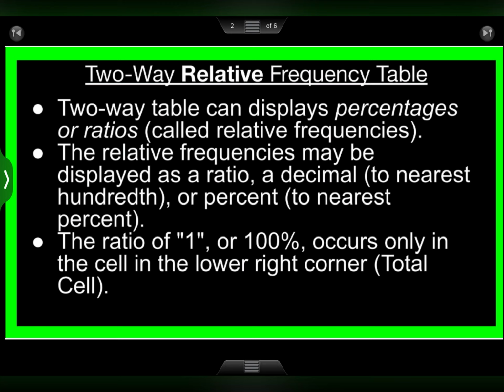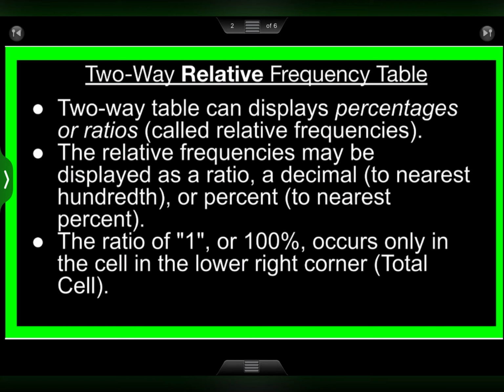The relative frequency may be displayed as a ratio, a decimal to the nearest hundredth, or a percent to the nearest percent. The ratio of 1 or 100% occurs only in the cell in the lower right corner. This is our total cell, where we have to find out how many people have actually been surveyed.